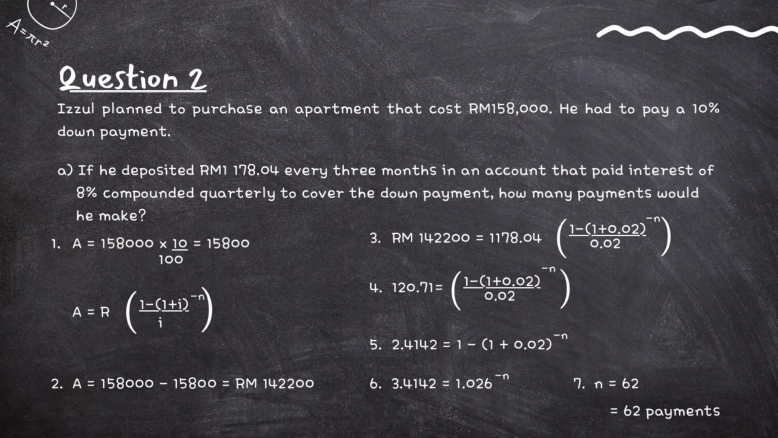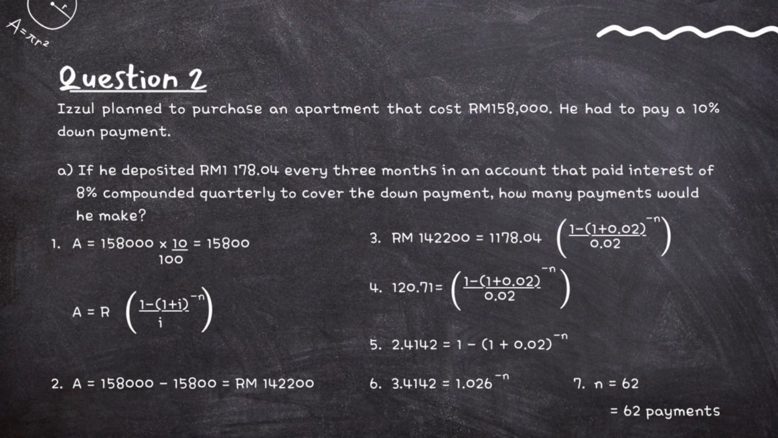For the first step, we have to calculate the 10% down payment that he had made. So A equals 158,000 times 10% equals 15,800. So this is the amount of down payment he had made. For the second step, A equals 158,000 minus 15,800 to get the amount he has to pay, which is 142,200 ringgit.